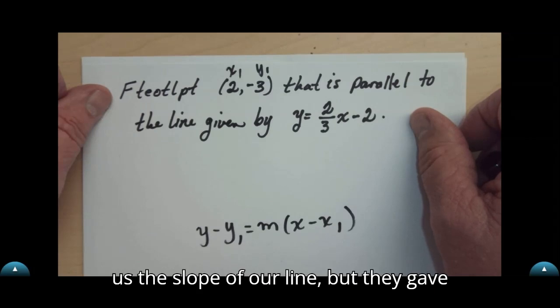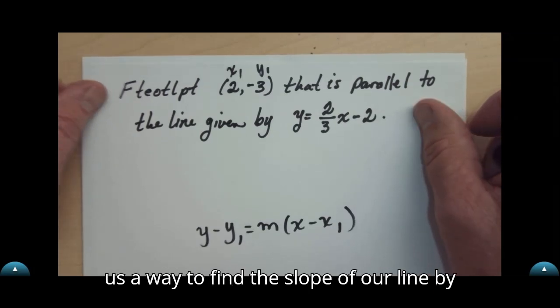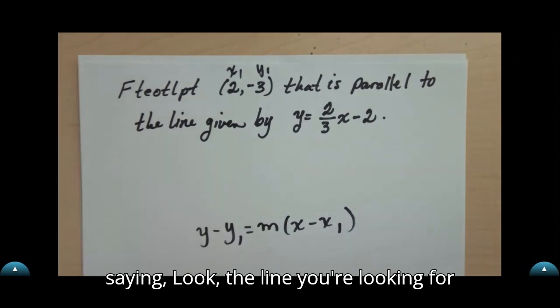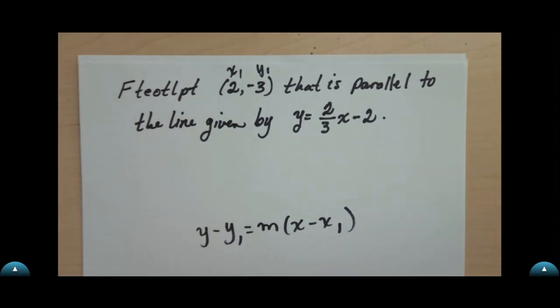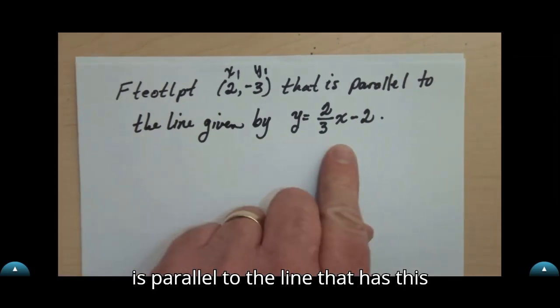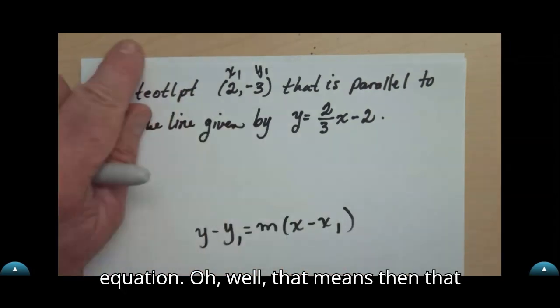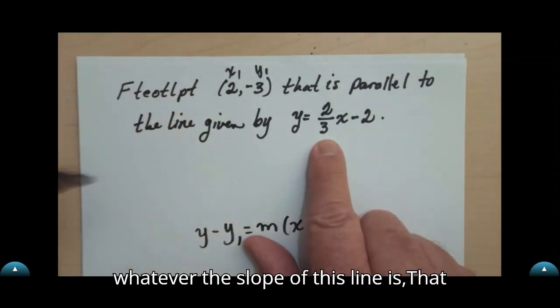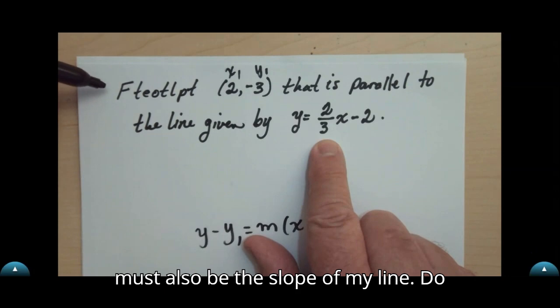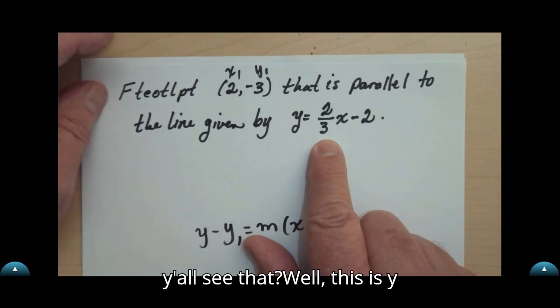They didn't give us the slope of our line, but they gave us a way to find the slope of our line by saying, look, the line you're looking for is parallel to the line that has this equation. Oh, well, that means then that whatever the slope of this line is, that must also be the slope of my line. Do y'all see that?